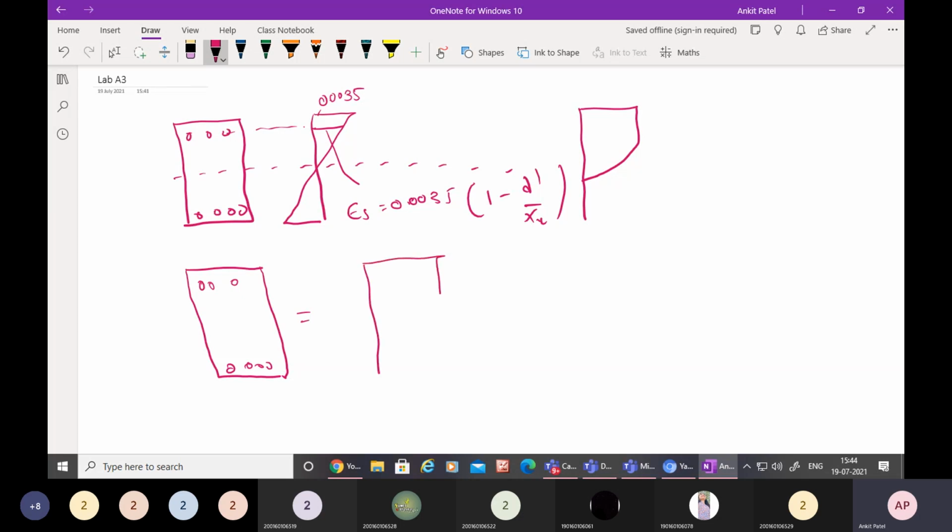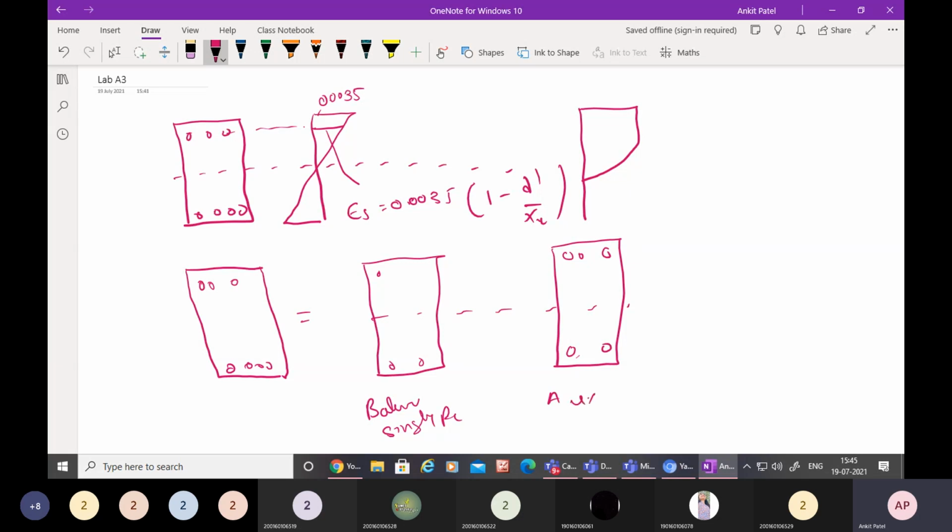So the first part is your balanced singly reinforced section. This one is a balanced section, the balanced singly reinforced section. And another that I would like to draw is an auxiliary section. This one is your auxiliary section, the additional reinforcement that is required for these doubly reinforced sections. So this one is your additional or auxiliary section.